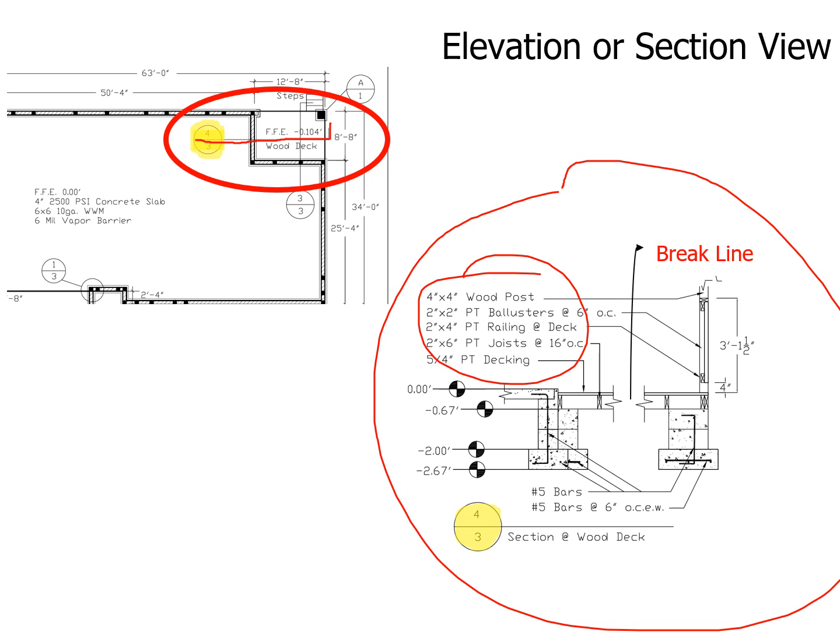So if I'm in the plan set looking at the foundation plan and I see this and I want more of a detail for the deck, then I know to go to page 3 and I would see the detail for 3. So that's why we always look for them on the plan set.